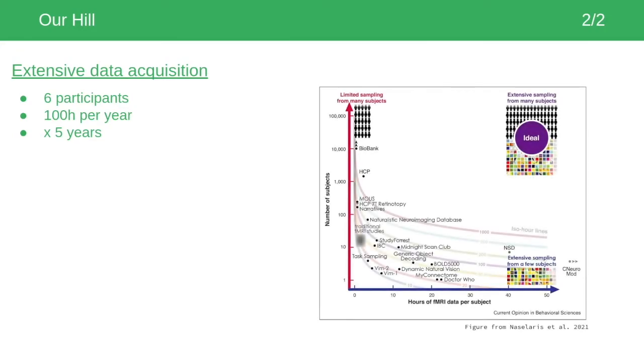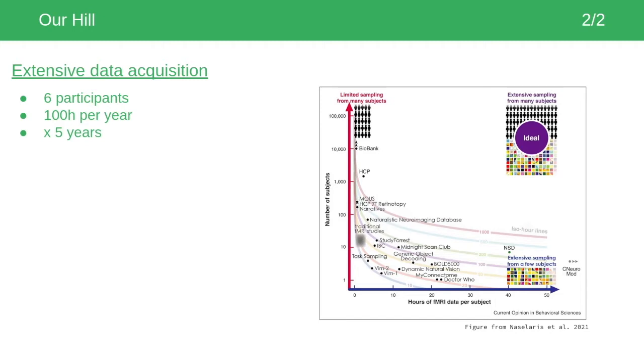Here is a really lovely figure that was recently published by Nilsonne et al. This year, and where they've mapped various neuroscience data sets that are available currently in the community. And what we see is that on the y-axis, they plotted the number of subjects. On the x-axis, they've plotted the hours of fMRI data per subject.